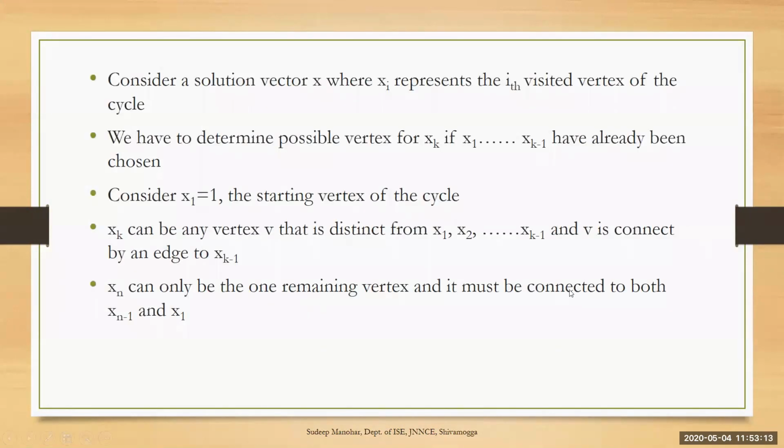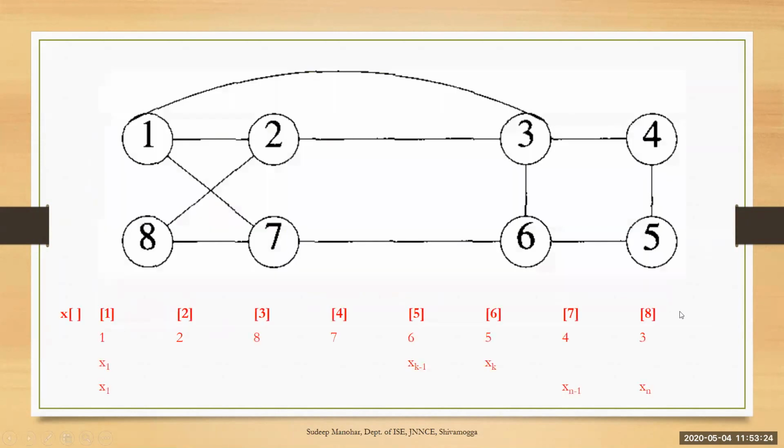And it must be connected to both xn minus 1, that is the previous one, and x1. x1 is the starting vertex. That means when you choose this vertex, it should be connected to xn minus 1. That means there should be an edge from 4 to 3. One more point is there should be an edge from 3 to x1.